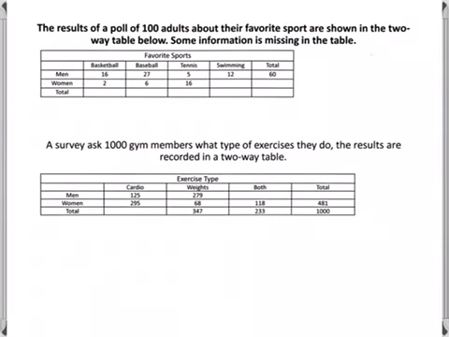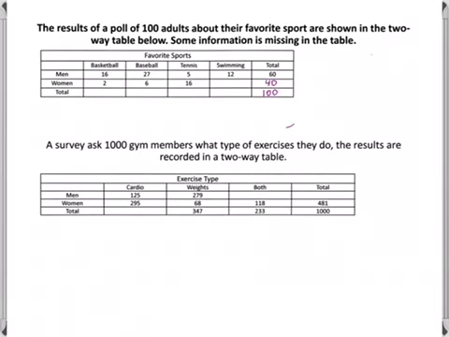The results of a poll of 100 adults about their favorite sport are shown in a two-way table below. Some information is missing. So we're going to use process of elimination to figure out the rest. So we know there are 100 adults total. So that means here we can put 100, which means in the next category up we're missing 40, because 60 plus 40 is 100. So for the row for women, we need to make this add up to 40.